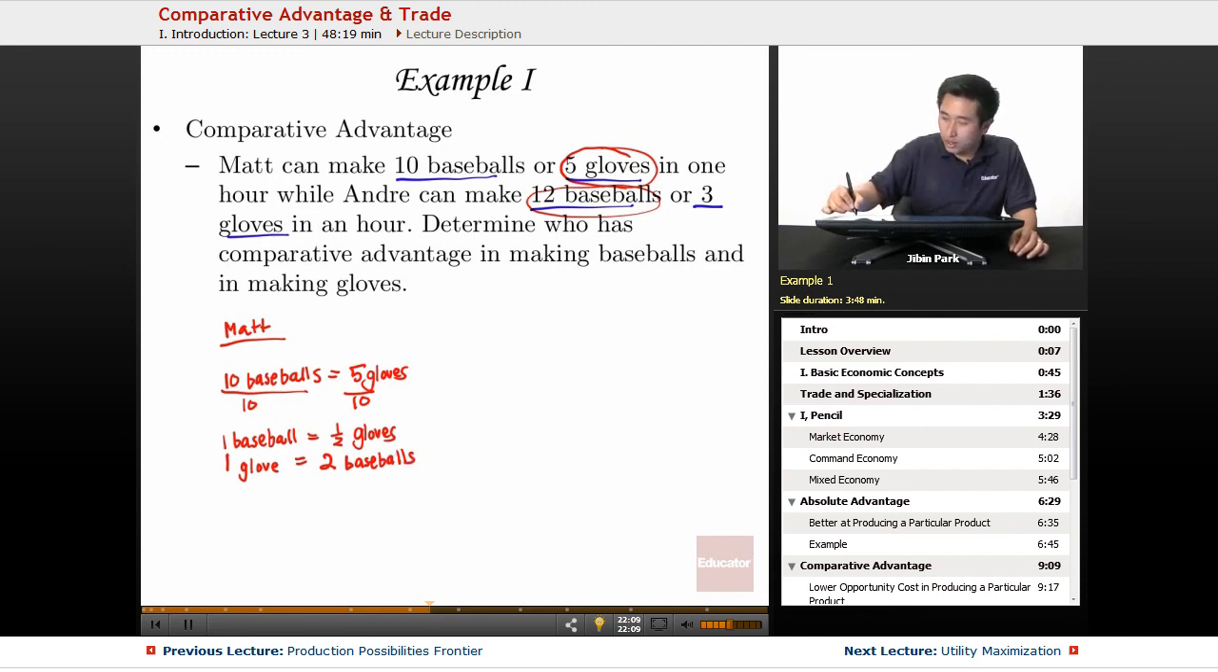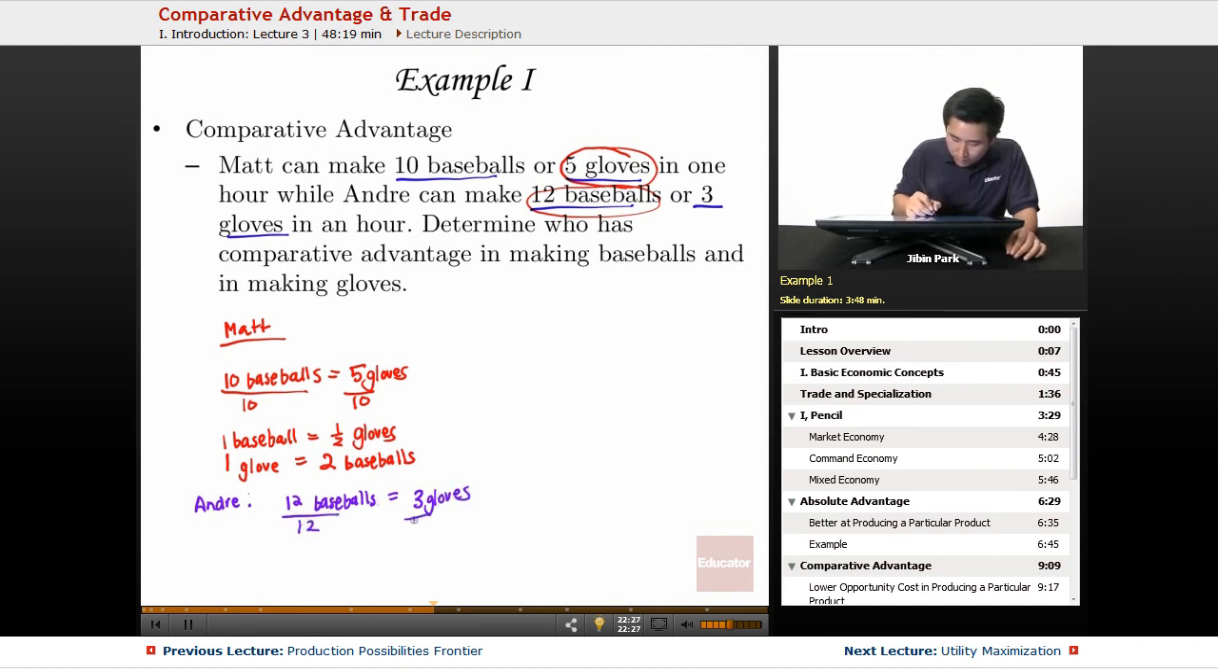Okay. Now you want to go ahead and figure out for Andre, and you have 12 baseballs equals 3 gloves, and you want to divide by 12 here. So 1 baseball equals 1 over 4 gloves, and 1 glove equals 4 baseballs.